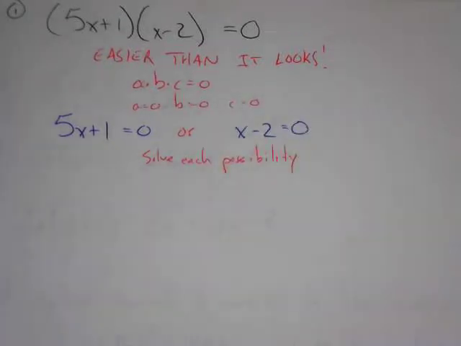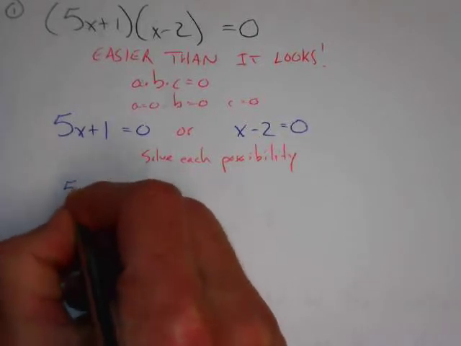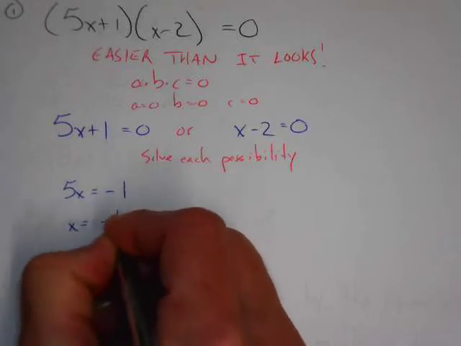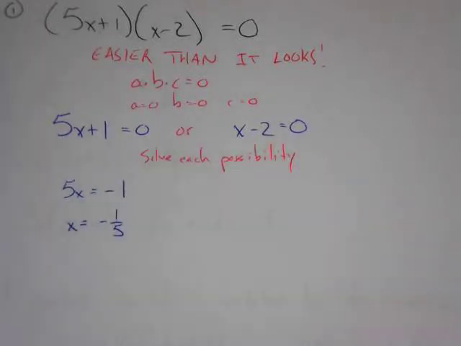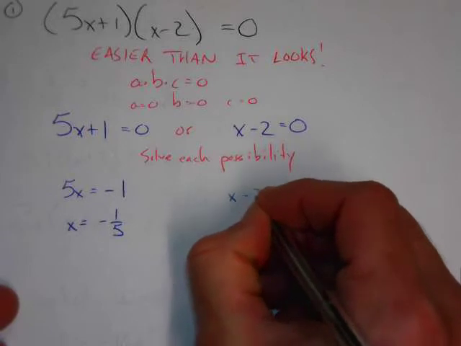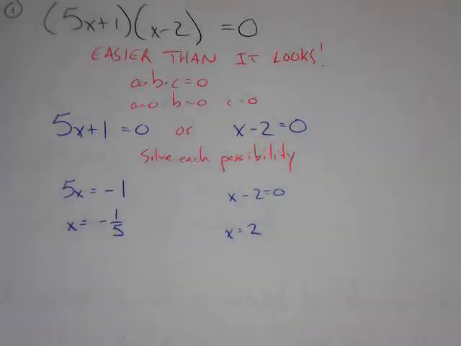So in the first equation, 5x plus 1 equals 0, we solve for x. So 5x equals -1, or x equals -1/5. All right, so we have a solution for that. Now remember, we had another equation, x minus 2 equals 0, so x equals 2. Okay, so we have two possibilities: x could be negative 1/5, x could be positive 2.